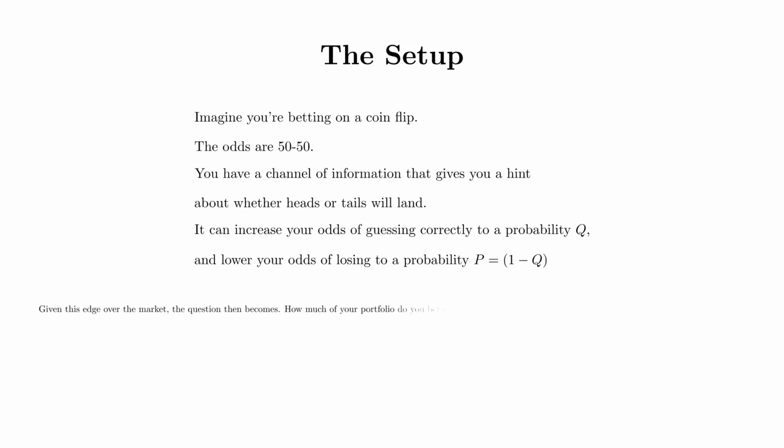So imagine you're betting on a coin flip. Ordinarily it's 50-50, but you have a trick, a signal that gives you an edge. That signal nudges your probability of being correct to a number we'll call Q, and the chance of losing becomes P, 1 minus Q. So the question we'll answer is simple. How much of your portfolio should you bet each round to maximize long-run growth while avoiding ruin?